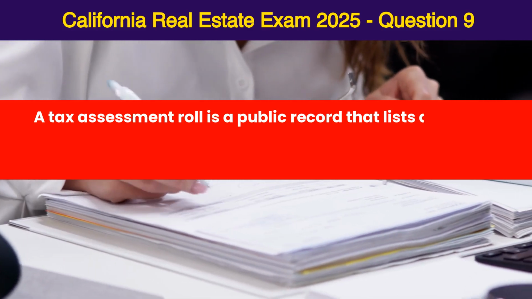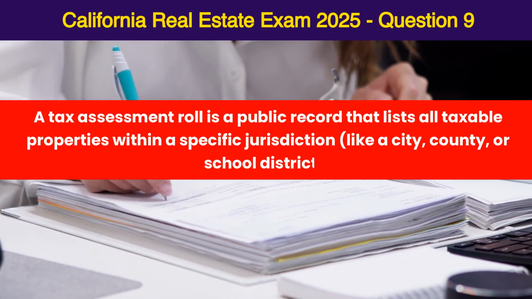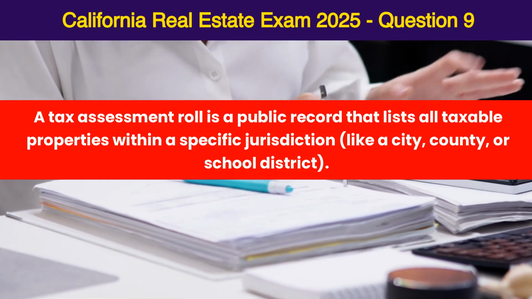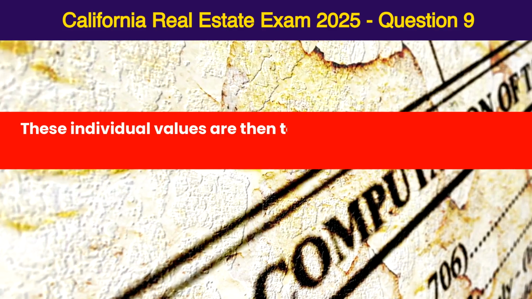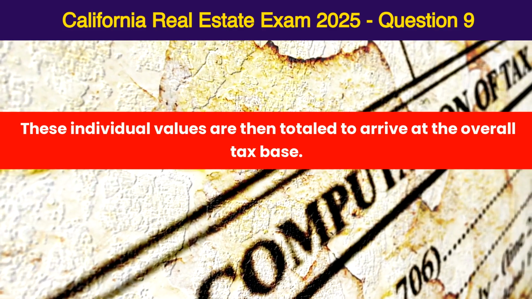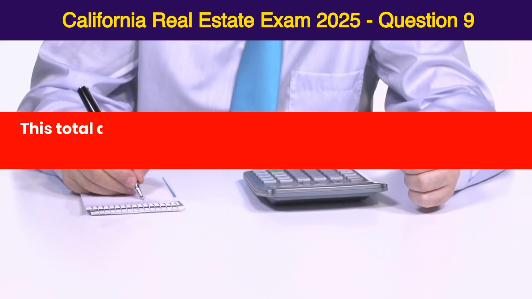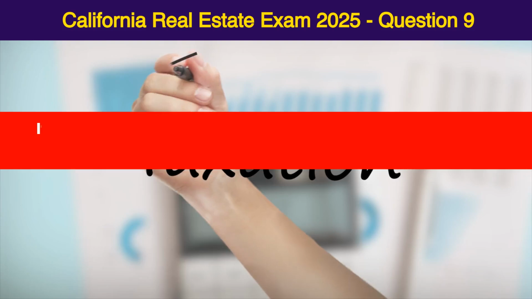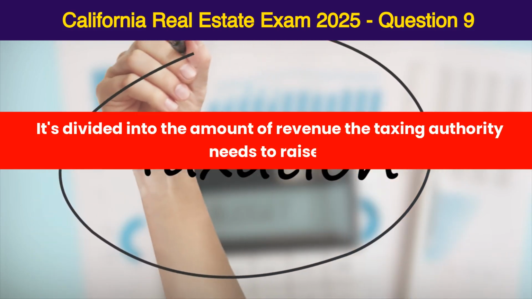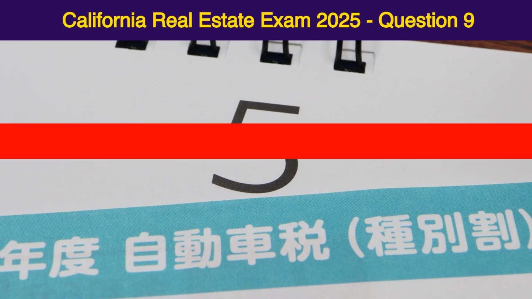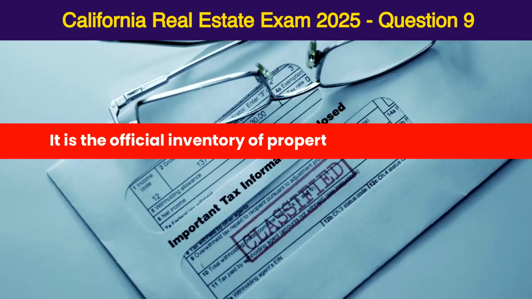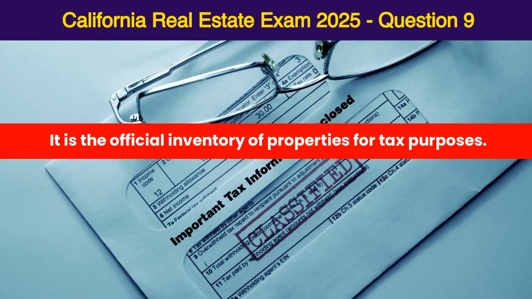A tax assessment roll is a public record that lists all taxable properties within a specific jurisdiction, like a city, county, or school district. These individual values are then totaled to arrive at the overall tax base. This total assessed value is a crucial component in calculating the tax rate. It's divided into the amount of revenue the taxing authority needs to raise. It's a fundamental document used in the property tax system. It is the official inventory of properties for tax purposes.